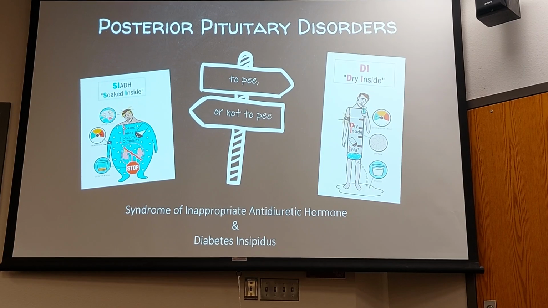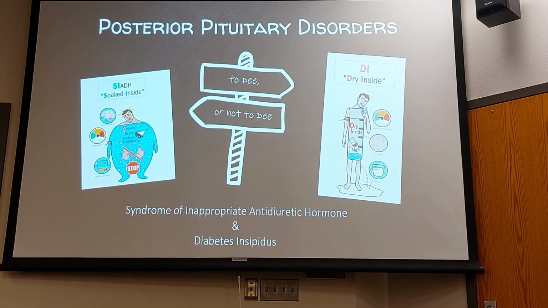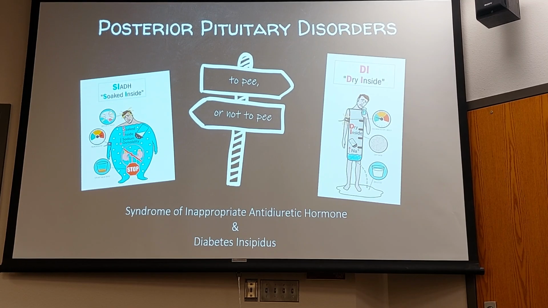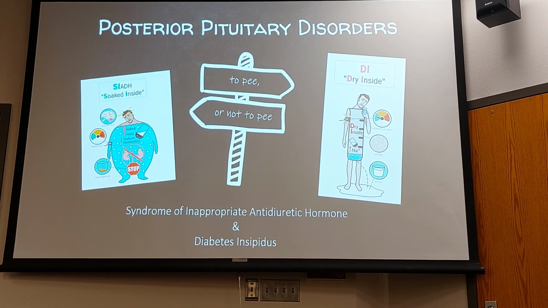Okay, so to pee or not to pee? That is the question. So we have syndrome of inappropriate antidiuretic hormone, and I know we've talked about that very, very briefly in the past, right? It's been mentioned. And then diabetes insipidus. So you've got your soaked inside and your dry inside, SI and DI. And it's just some memory joggers and some pictures to help you think through that.